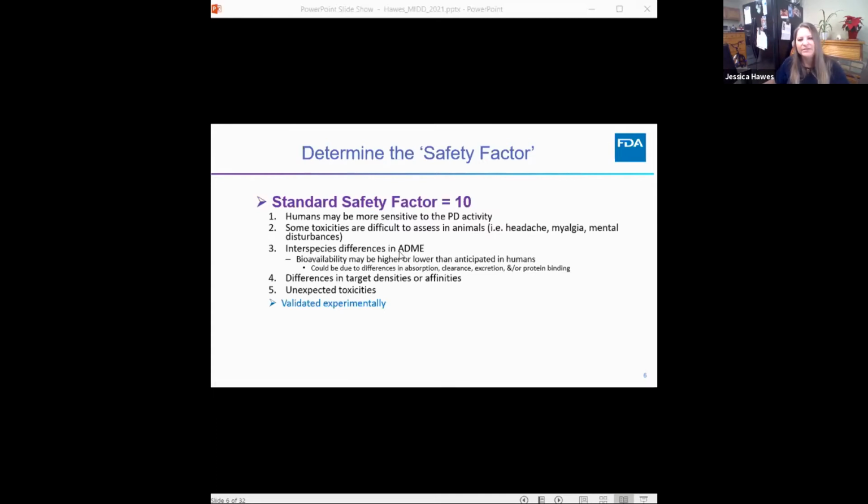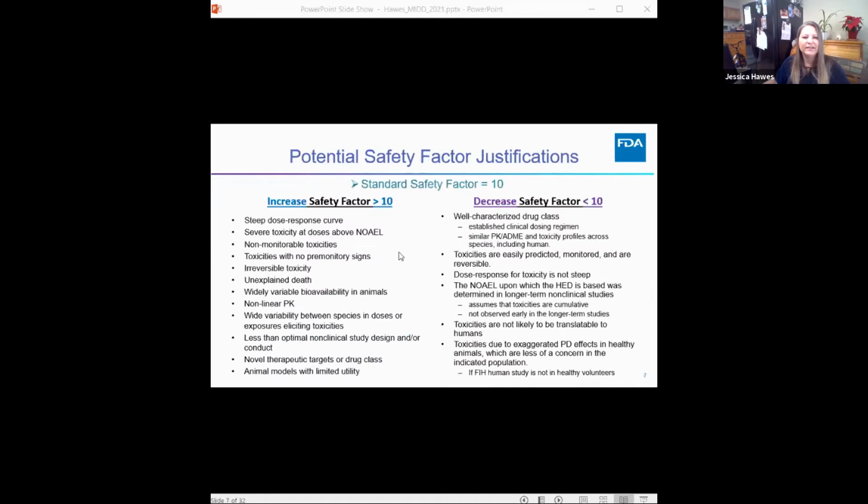There may also be differences in the drug target's densities or affinities, or even human-specific toxicities that simply aren't identified in the preclinical species. However, there are times when modifications to the standard safety factor of 10 may be justified, which could include either an increase or decrease. In fact, there are numerous potential scenarios where modifications can be justified.